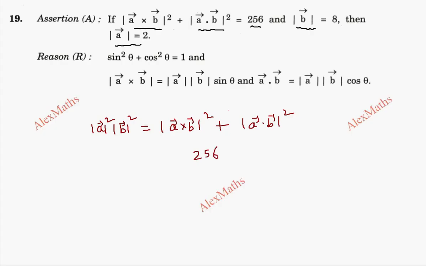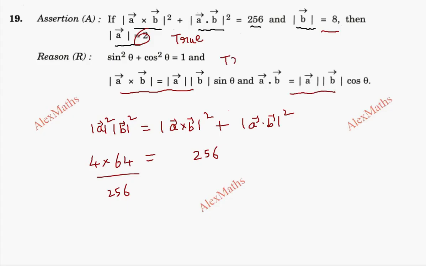and on the other side mod A square, which is 2 square, which is 4, and mod B is 8, so 8 square is 64. So when I multiply this, I am getting 256. So this assertion is true. And sin square theta plus cos square theta equal to 1, and using all these formulas only we are getting this. So this is also true and it is the correct explanation. So option A.